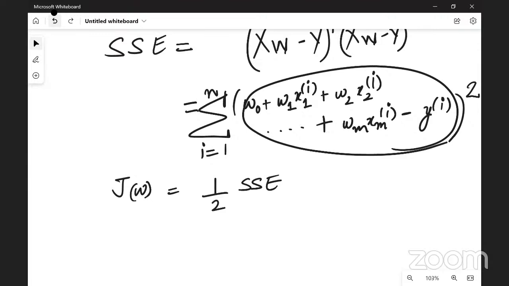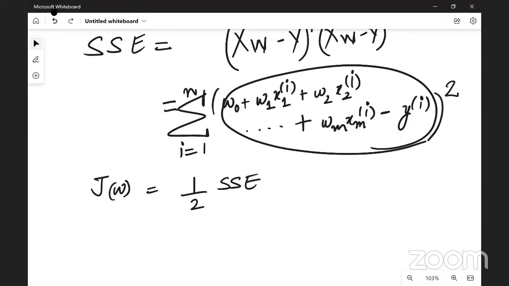So in the question or in the quiz, if you are asked to compute the sum of squared error, use this definition. Do not multiply it by half. However, if you are asked to compute the loss function, use this. Then you do have to multiply half with SSE. Okay, thank you so much, sir.